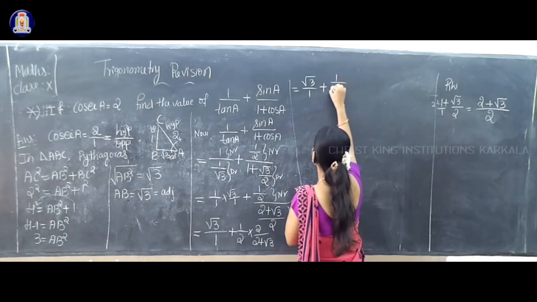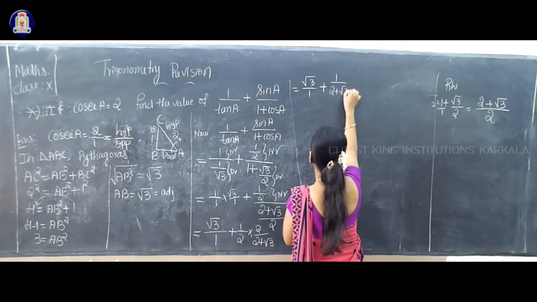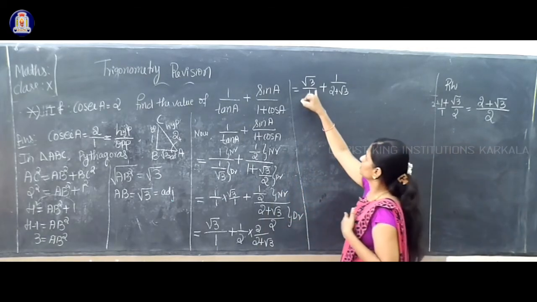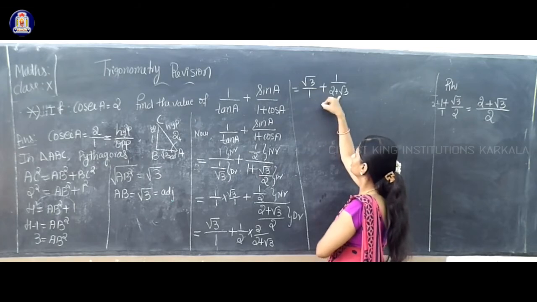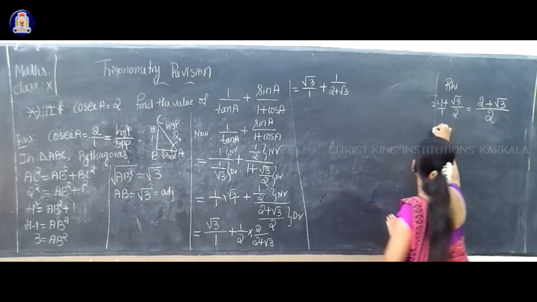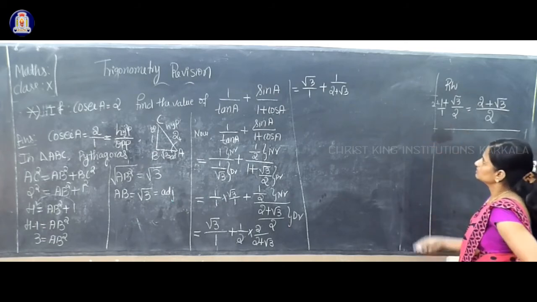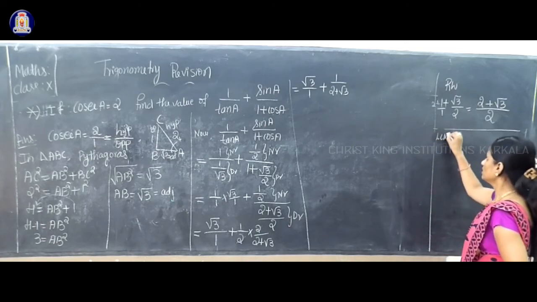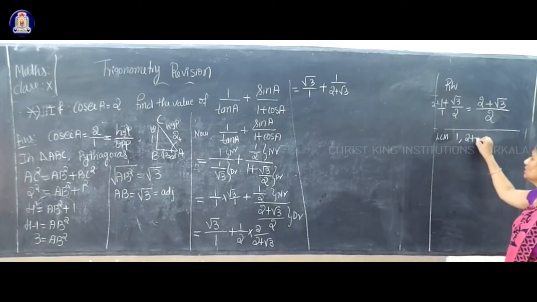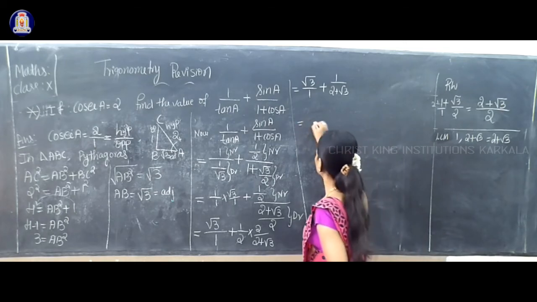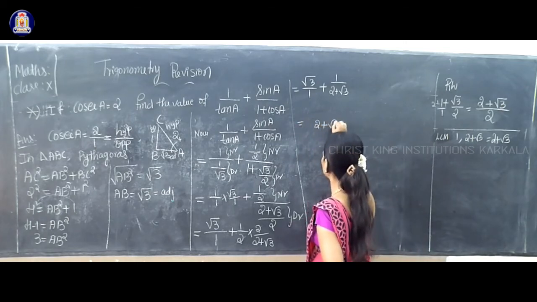It is 1 divided by 2 plus root 3. Again, how to simplify? I take the LCM here. LCM of what? LCM of 1 and 2 plus root 3. So what is the LCM of 1 and 2 plus root 3? That is 2 plus root 3, right? So the LCM is 2 plus root 3.